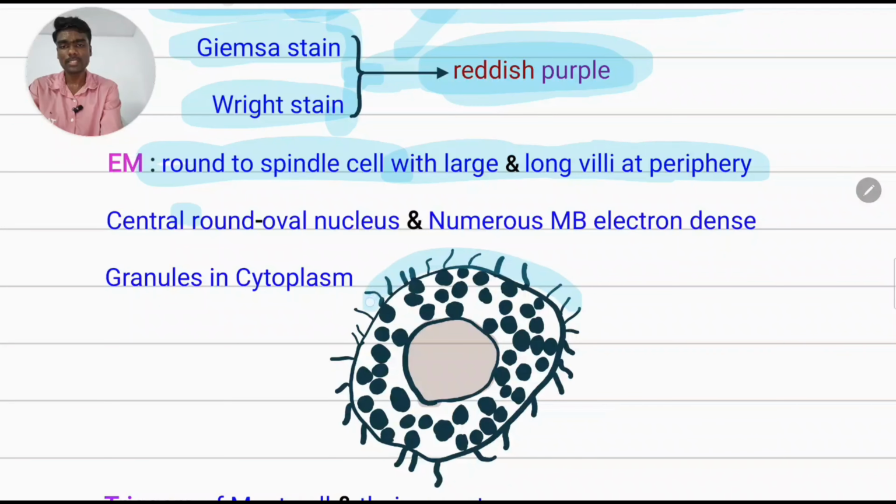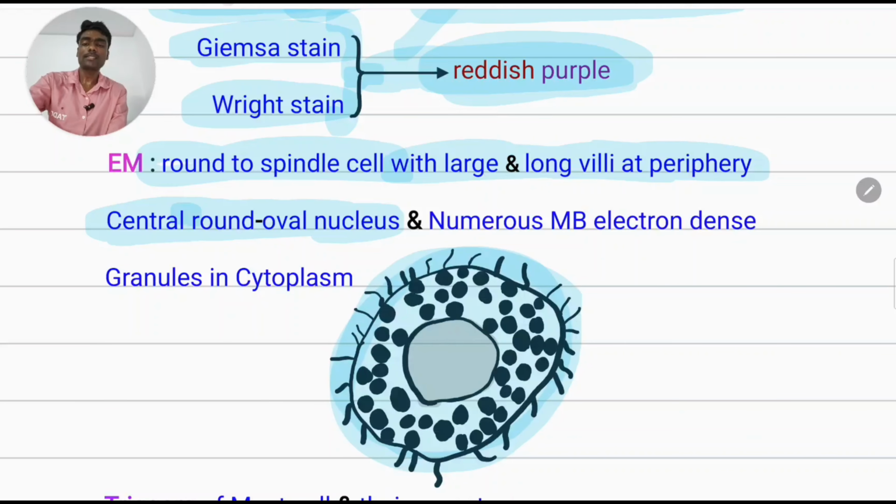Here you can see a round to spindle cell with large long villi at the periphery and a central round to oval nucleus with numerous membrane-bound electron-dense granules in the cytoplasm. This is the structure you have to draw when you are asked about a mast cell.